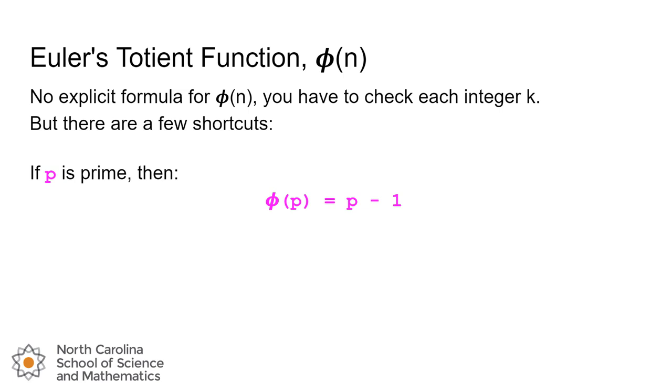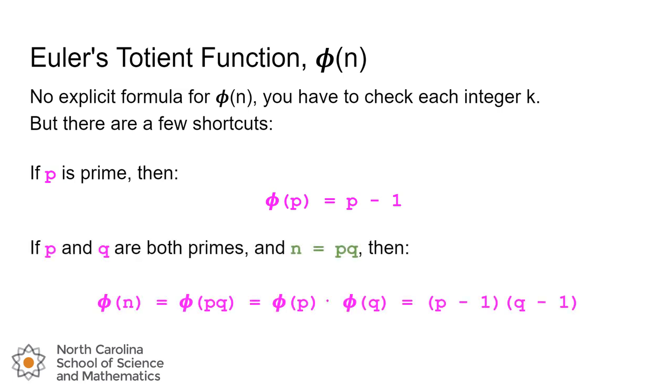And then the second important fact about the totient function we're going to need for the RSA algorithm is that if your number is composed of the product of two primes, so say p and q are two prime numbers, and n is just equal to p times q, then if you want to compute phi of n, which is the same thing as saying computing phi of p times q, it turns out this totient function is multiplicative in nature, meaning that you can just find the phi of each of those primes and then multiply the result.